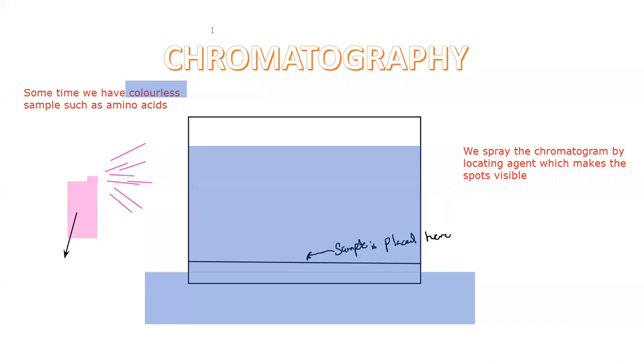This locating agent will make the colorless substance visible. When we spray the colorless substance with the locating agent, there will be a chemical reaction, and then we are able to see the spots. Before that, the spots were not visible, but the locating agent makes these spots visible. So for colorless substances, one more step is there. Whenever we are using a colorless substance, we should use a locating agent. Without it, we are not able to see any spots. Is it clear? The concept of a locating agent: it's a chemical or substance which makes the spots visible for colorless substances.